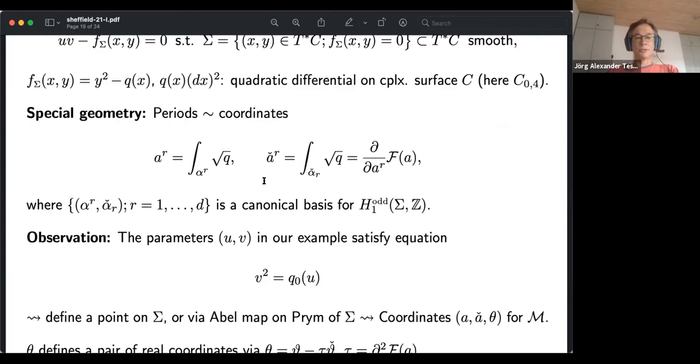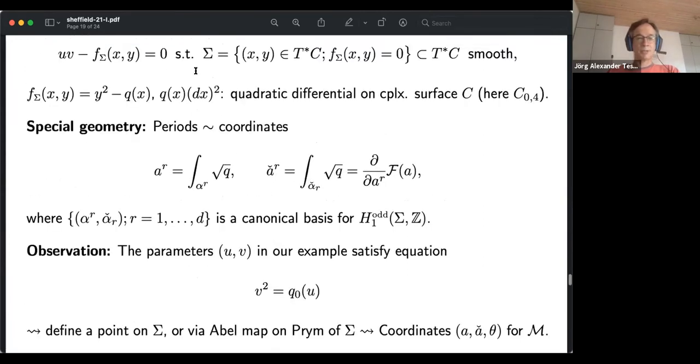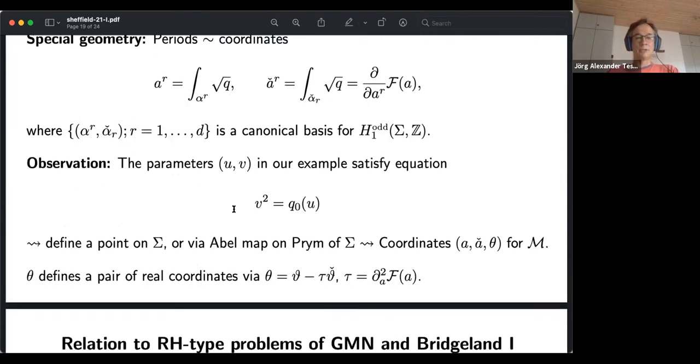Computing the periods gives the structure of special geometry to the part of the parameters which are contained in the Q, this leading part of the quadratic differential. There are, however, other parts that we don't quite see in that because they're not in the Q0, namely, for example, these residues, which appear at the order h bar in the expansion of our Q h bar.